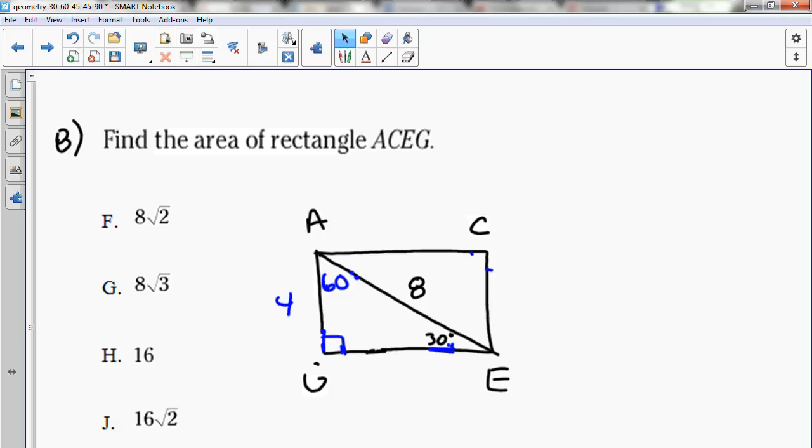Now, I got the length or the width. I got one of them. Let's get the other one. Now the other one would be the long leg. So the long leg, we just take the short leg and multiply it by square root of 3. So it'd be 4 square root of 3. Now I'm ready to find the area. The length times the width, right? 4 times 4 square root of 3 would be 16 square root of 3.